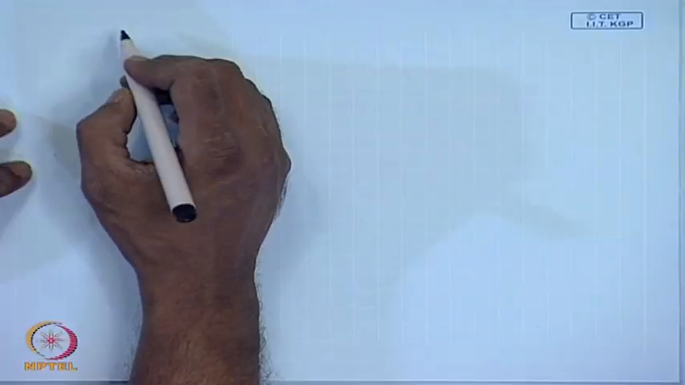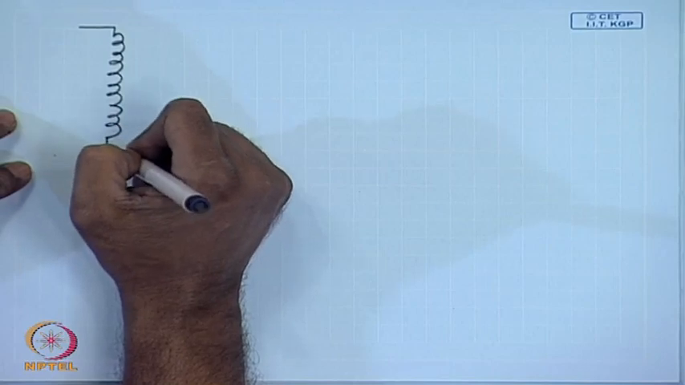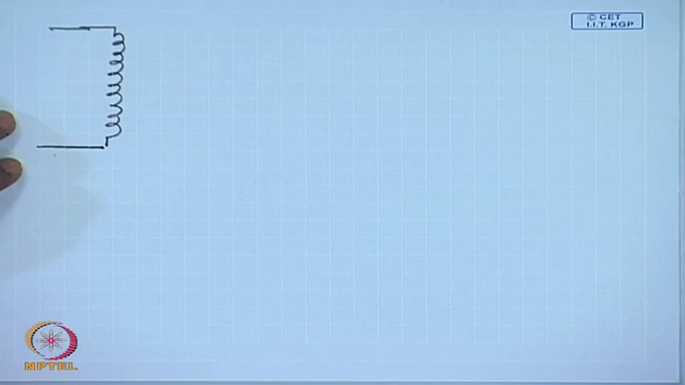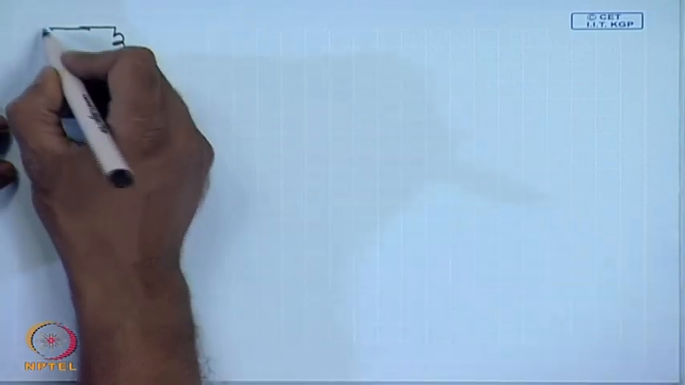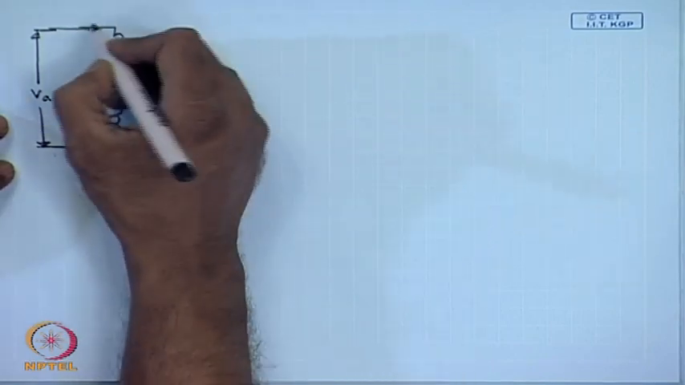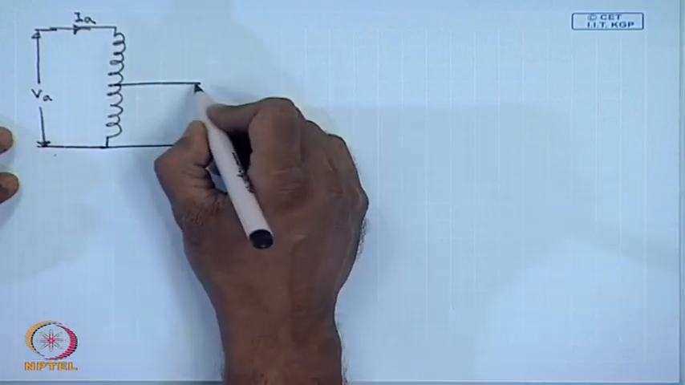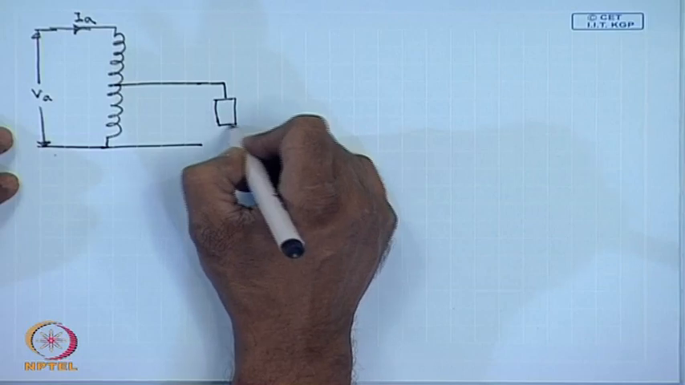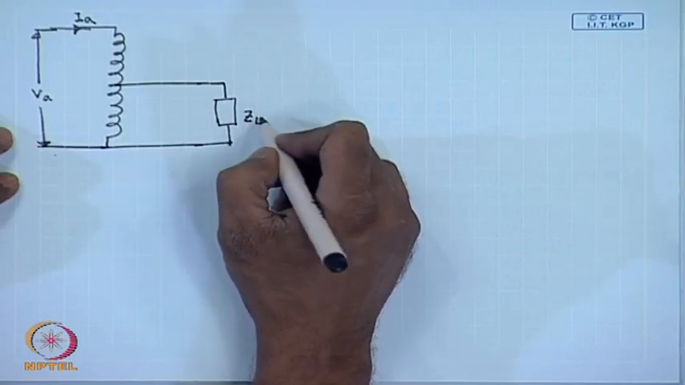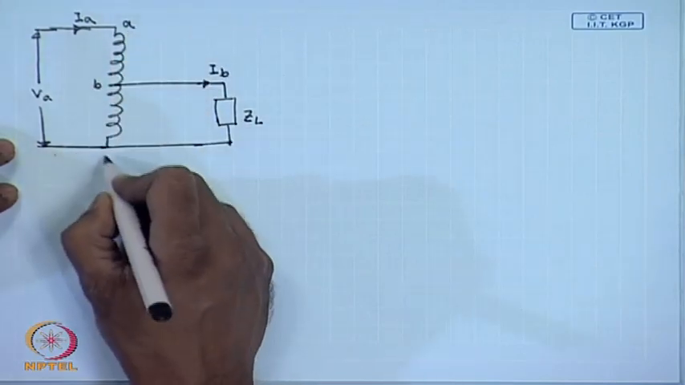Now that we know about the advantages of an autotransformer, let us pay our attention to analysis of an autotransformer. How do I analyze an autotransformer? For that, let us assume that this autotransformer is supplied with a voltage of V A on the HV side, draws a current of I A here, and the output is taken from here, supplies a load Z L, passive load for the time being we will assume, with a current of I B. This point let us call A, this B, this C.